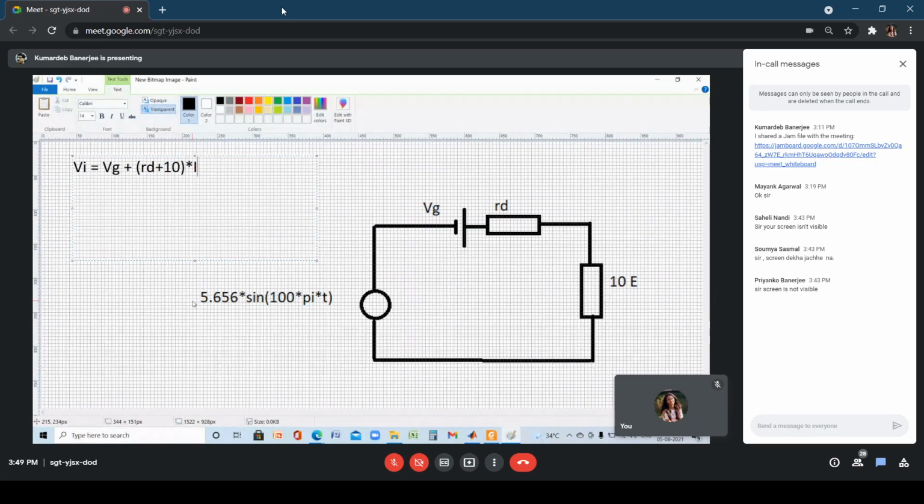How do you find the conduction angle? The conduction will start only when VI exceeds VG. So for the limiting case, conduction starts when VI is greater than or equal to VG. Am I clear?